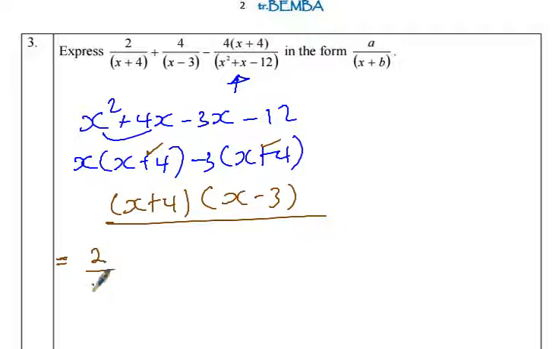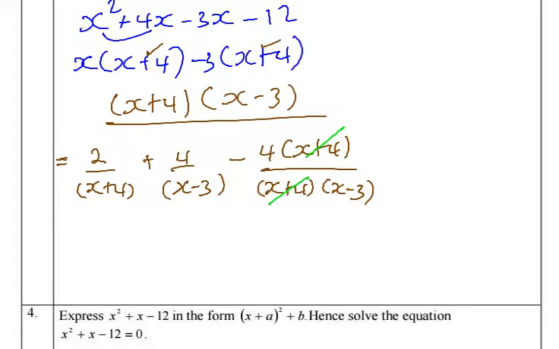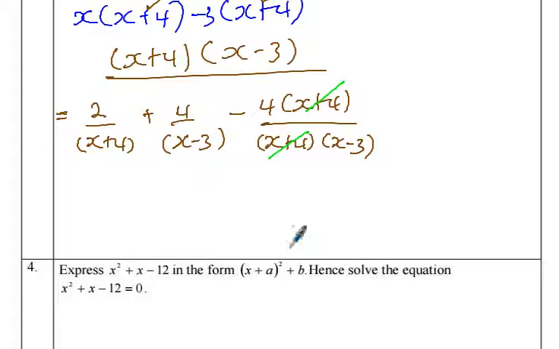2 out of x plus 4 plus 4 out of x minus 3. Also to notice, these two terms are the factors for this expression. Then minus 4 into x plus 4 out of x plus 4 into x minus 3. But now at this step, I can see that this and this can cancel, because they are the same. And so we can comfortably write another step here.